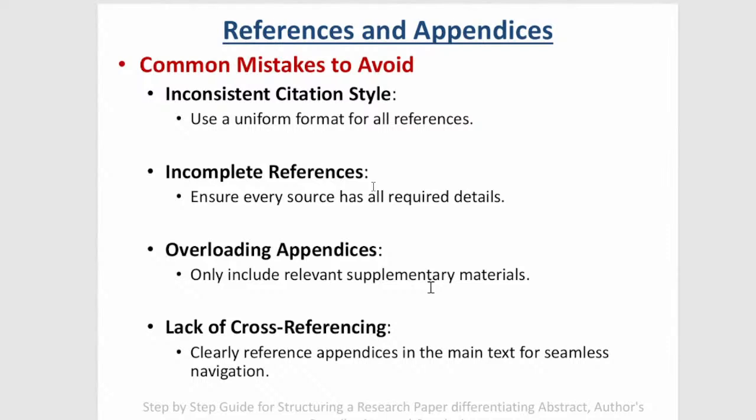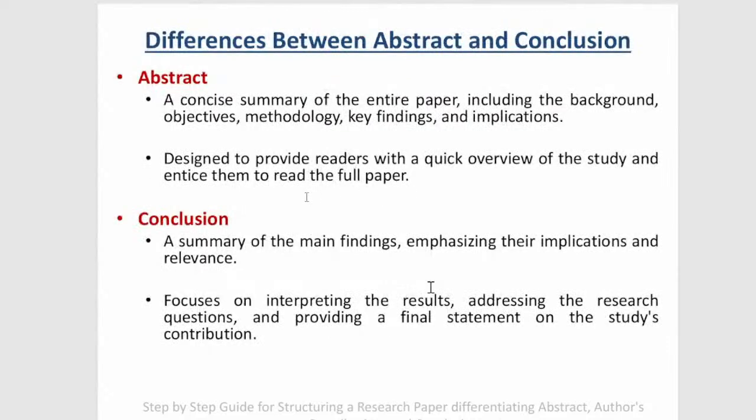Lack of cross referencing. Clearly reference appendices in the main text for seamless navigation. So these are the things to avoid while writing a good research paper. Now we come to the differences.